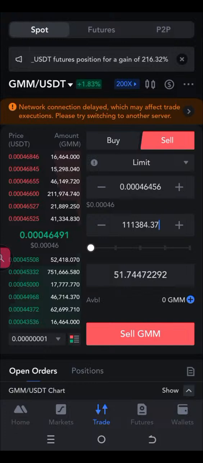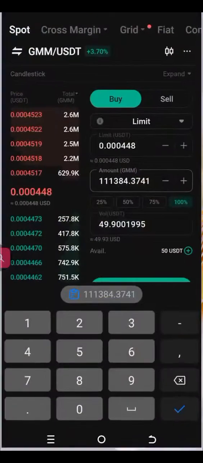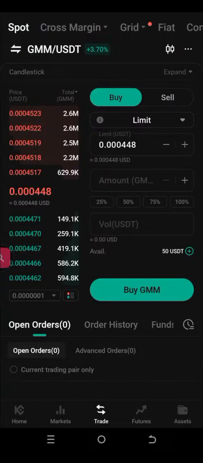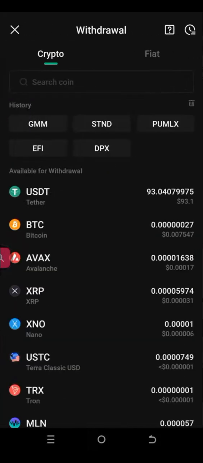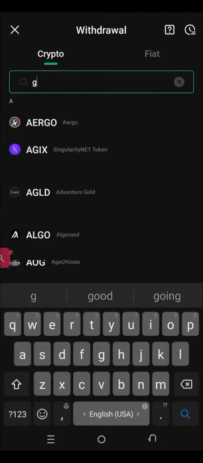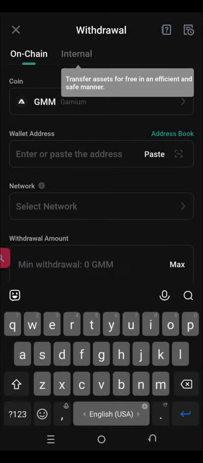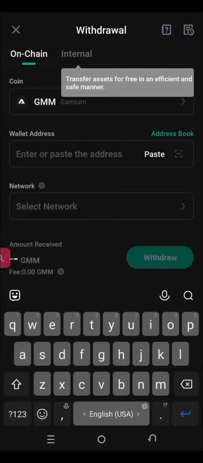We've not even taken a good look at whether we can withdraw it from KuCoin, which network is going to be used, what the fees will be, and whether we can deposit here. So let's go back and see whether that's possible. First off, let's check in the assets whether we can withdraw it. So let's click on that, and let's put GMM there. Okay, and then we'll check for the withdrawal network.